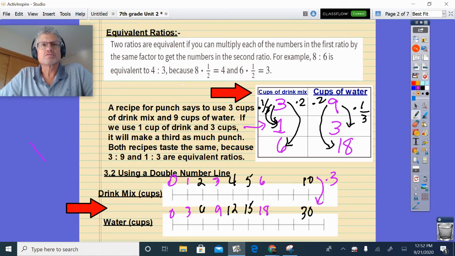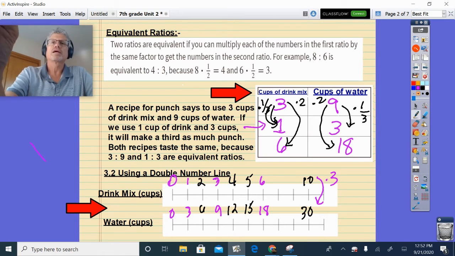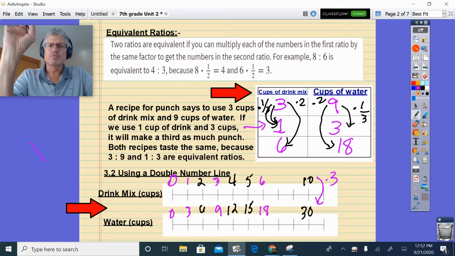So here are examples of using a double number line as well as a table. Tables up here, double number lines here. You should have that in your notes. Again, you can stop me anytime, rewind it, but just make sure you get these in your notes in your book: a table to express equivalent ratios and a double number line that expresses equivalent ratios.